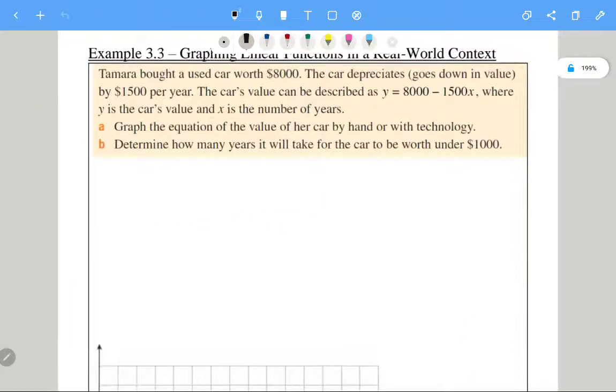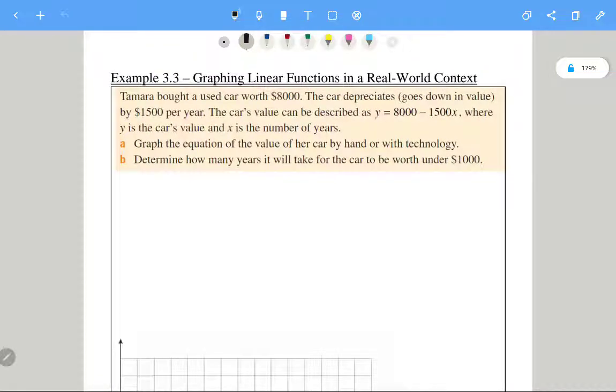Alrighty, so let's have a look at 3.3. So Tamari bought a used car worth $8,000. The car depreciates, goes down in value by $1,500 per year. The car's value can be described as y equals 8000 minus 1500x, where y is the car's value and x is the number of years. Graph the equation of the value of a car by hand or with technology. We're going to do it by hand.